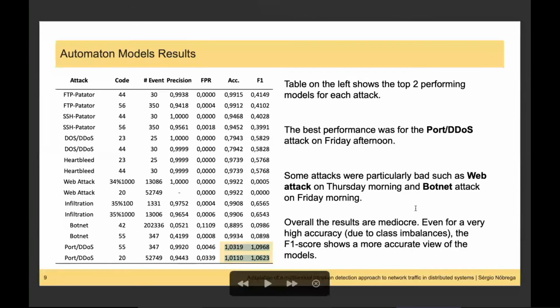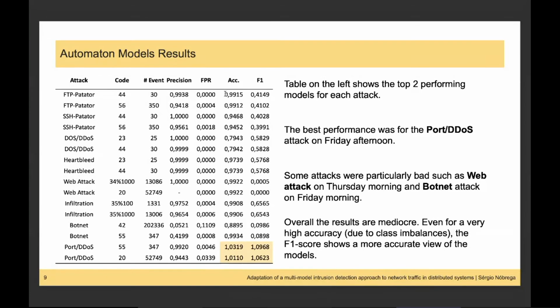So we can for sure say that the automaton models were really poor in detecting the web attacks, and that is normal because they use the same types of connections. That makes sense. And it's also very bad at detecting the botnet attacks because the F1 scores are just really bad. As you can see, the accuracy remains high throughout, and that might give you the idea that the models are actually good, but it's just the fact that there's so much class imbalance.